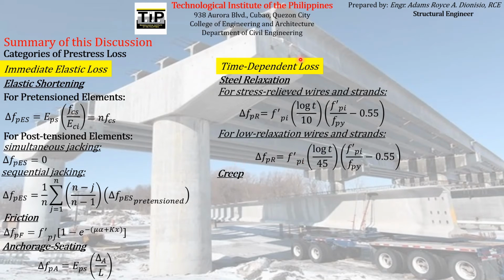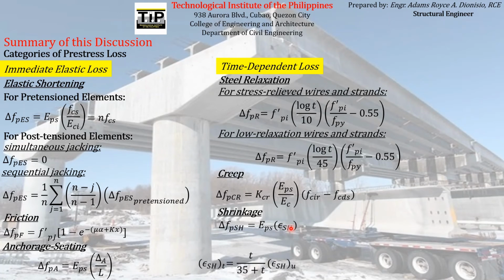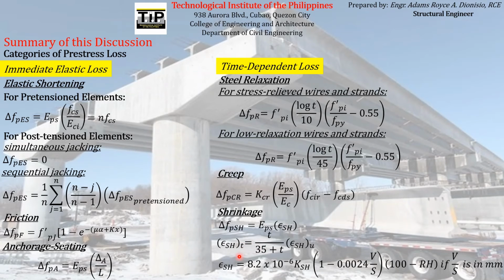And another time-dependent loss that we have studied is the creep, which has a formula equal to this. And lastly, the shrinkage, which has a formula equal to this, and there are two different methods for finding this strain here, the shrinkage strain. First is the time-dependent formula, and the second is the formula given by ACI, ASCE, Joint Committee.